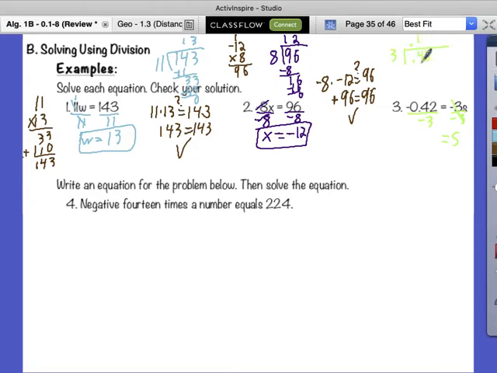What's 3 times 1? 3. What's 4 minus 3? 1. And drop the 2. Does 3 go into 12? How many times? 4. And it is 12. So our answer is 0.14.